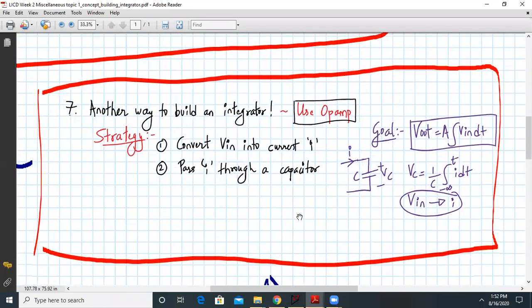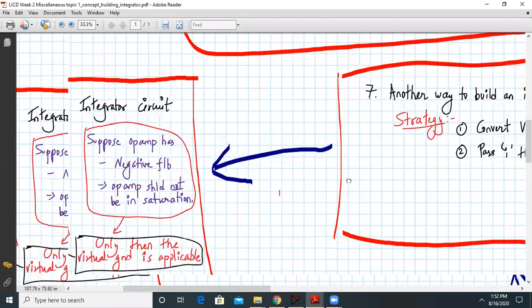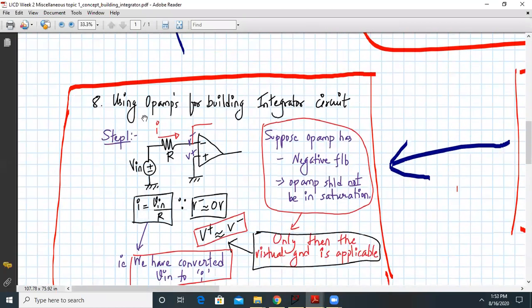So another way to build an integrator is to use an op-amp. Our strategy remains the same: convert V in into a current and then pass this current through a capacitor and we will achieve our goal. So let us begin. Now we will be using op-amps for building the integrator. The op-amp should have the following constraints: it should have negative feedback and it should not be in saturation. Only then is the virtual ground applicable.